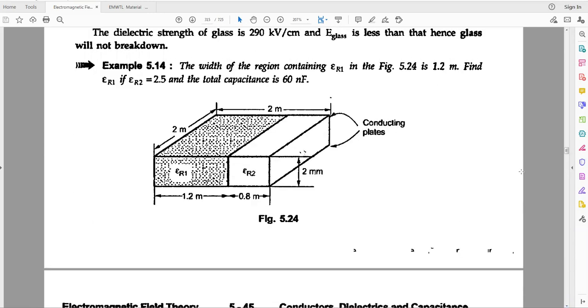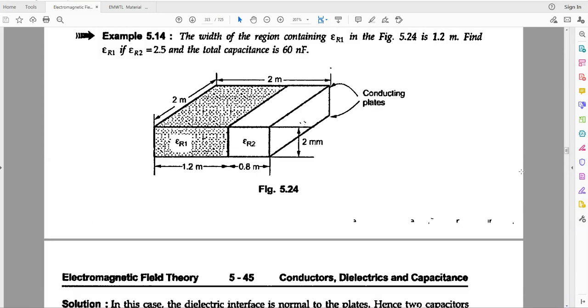Okay, my dear friends, now the next example. The width of the region containing epsilon R1, in the figure here, is 1.2 meters. Find epsilon R1 if epsilon R2 is 2.5 and the total capacitance is given as 60 nanofarads.